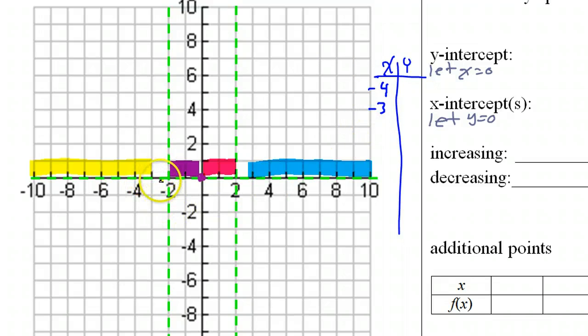Now, like I said, I want decimals really close to the asymptote. The asymptote is at -2, so I want to see what's happening at -2.5. And then there's the asymptote right there. But I also want to know what's going on just on the other side. So that's -1.5. I definitely want to know what's happening at -1, right in the middle of the purple zone.